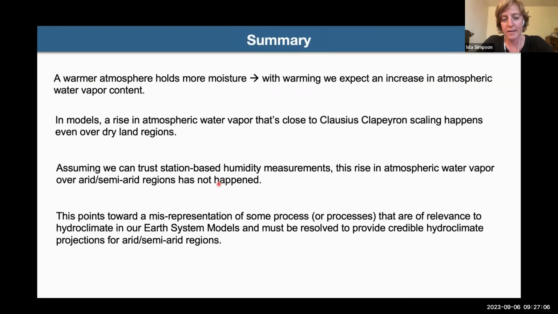Assuming we can trust the station-based humidity measurements and therefore ERA5, this rise in atmospheric water vapor has not happened in reality over arid and semi-arid regions, which points towards a misrepresentation of some process or processes that are of relevance to hydroclimate in our Earth system models. And I think we need to try and resolve this to improve the credibility of our projections.